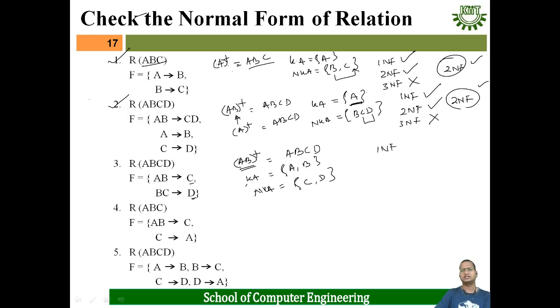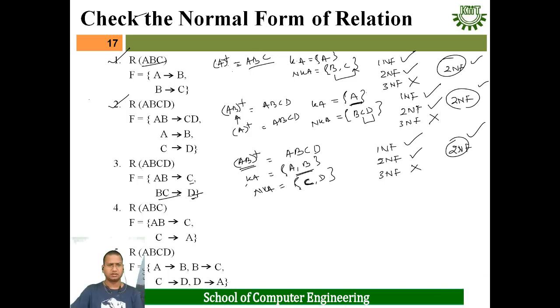Check for 1NF. Yes, it is in 1NF. Then check for 2NF. Is partial dependency present? A determining C? No, AB determining C is there, and BC determining D. Is BC determining D a partial dependency? No. Part of the key determining non-key, partial dependency, is not present, so it is in 2NF. Then check for 3NF. Is a transitive dependency present? Yes, BC determining D is a transitive dependency. That means it is not in 3NF, so the highest normal form here is 2NF.